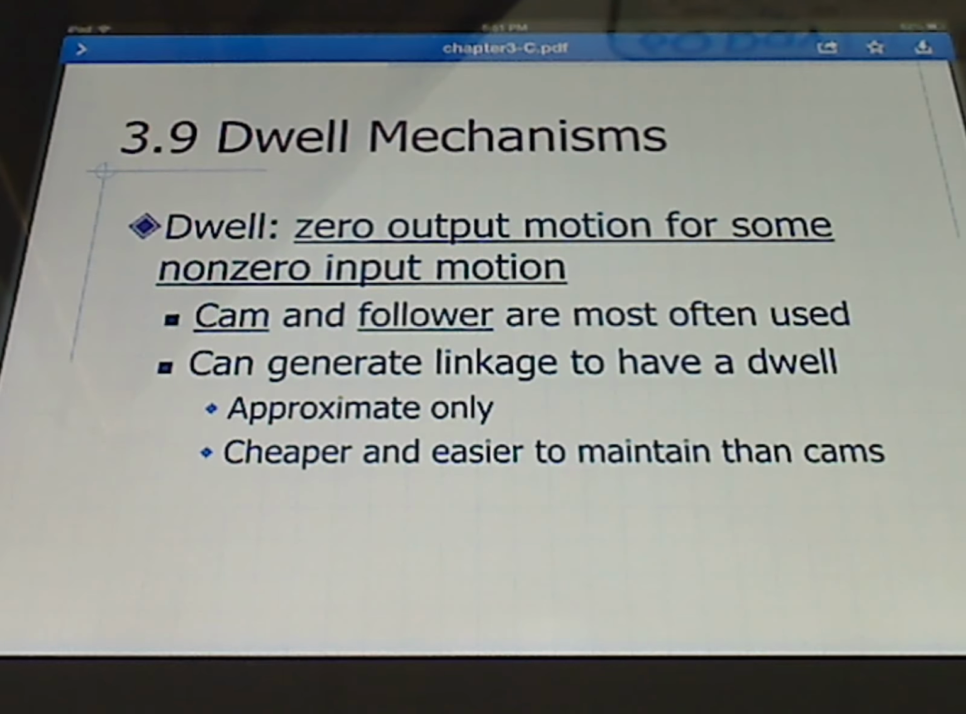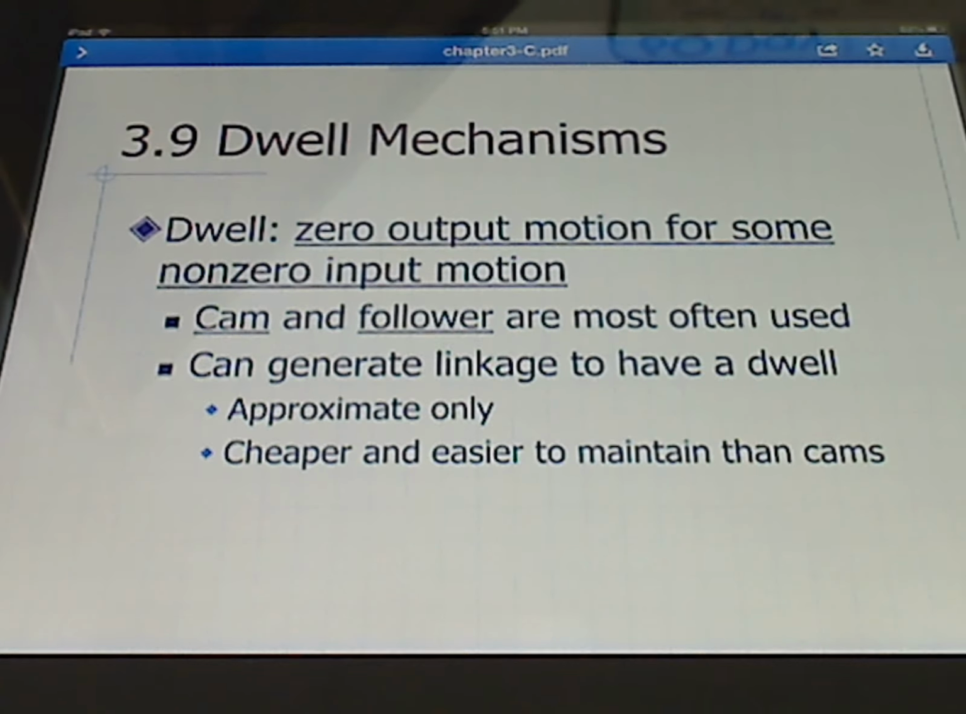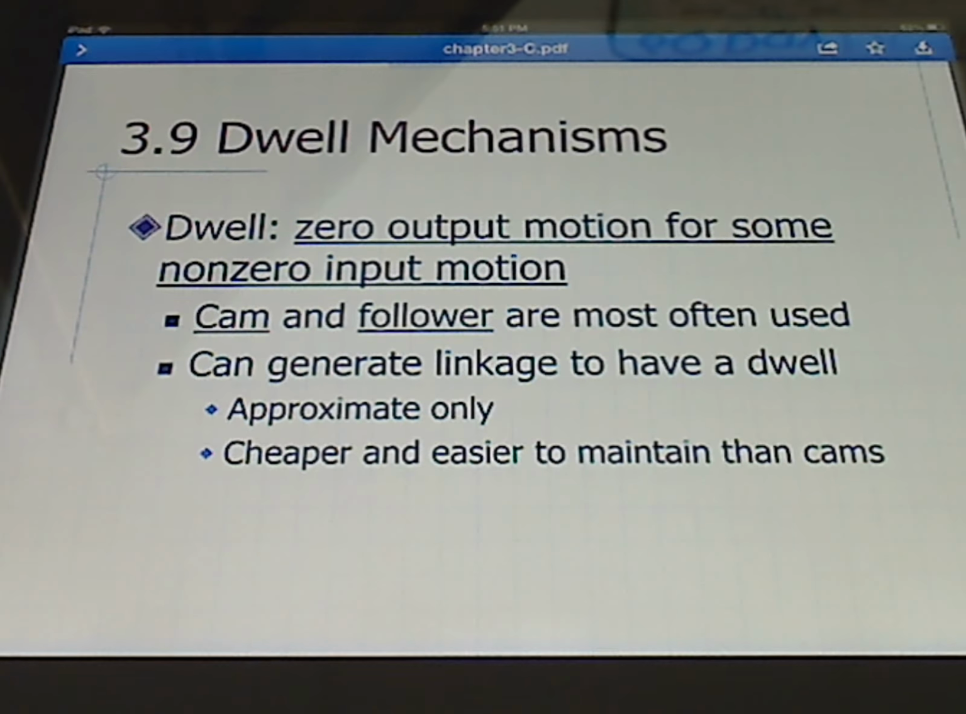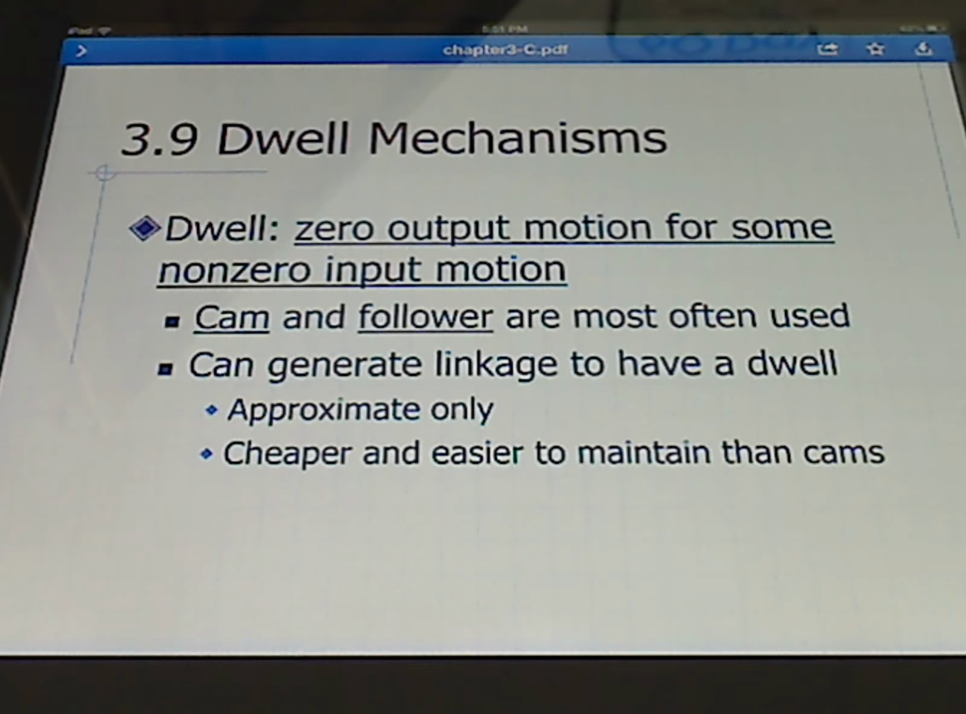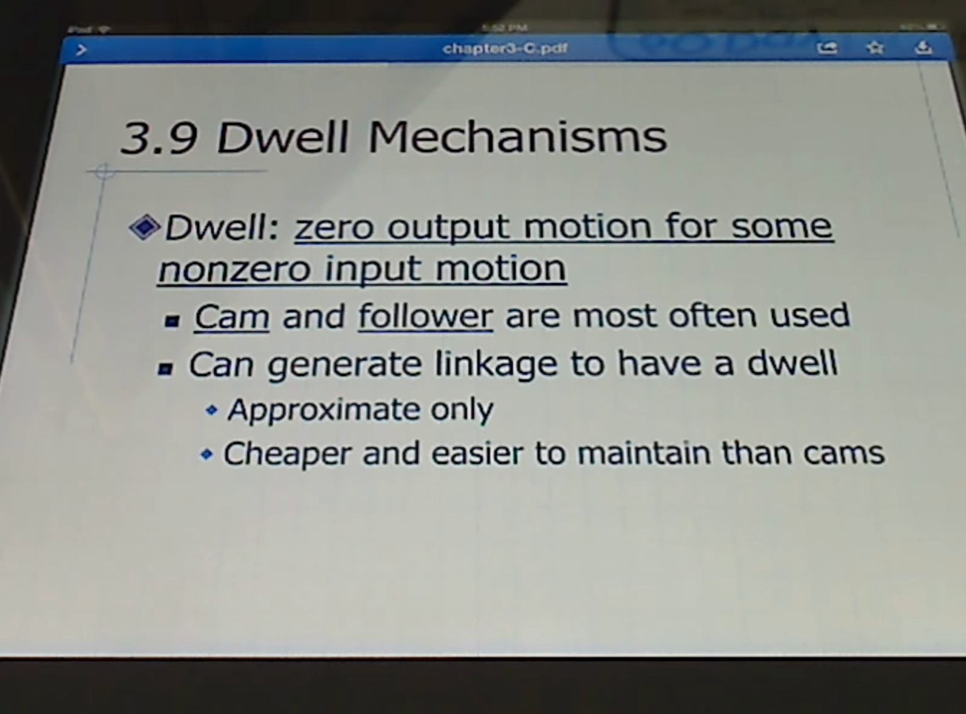I'm going to focus on dwell mechanisms. By dwell, we mean having zero output motion for some non-zero input motion. Oftentimes, the way to do this would be with a cam and a follower. However, a cam and follower system can be quite expensive to machine and even to maintain at times.